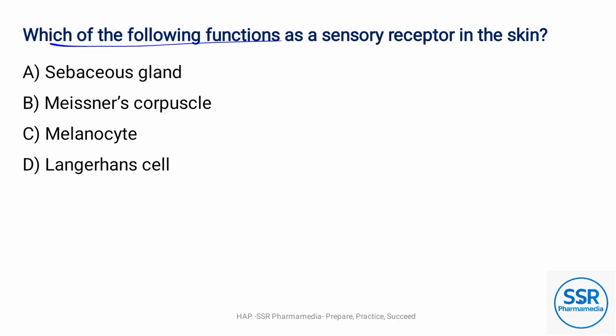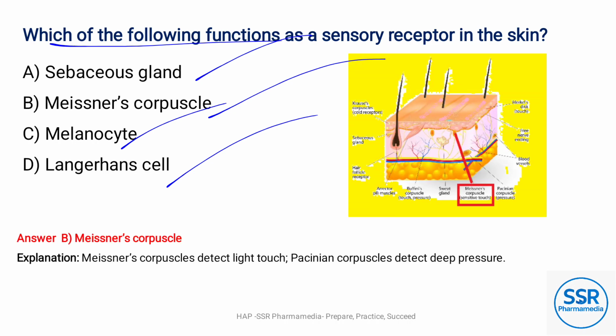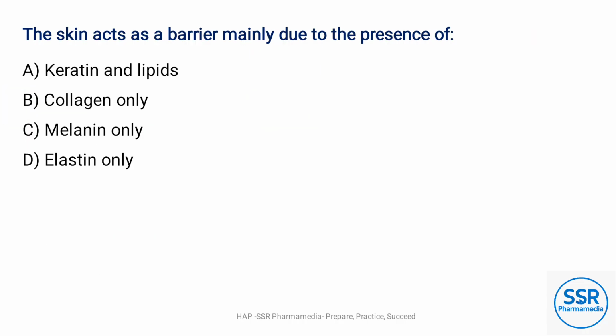Which of the following functions as a sensory receptor in the skin? Option A, sebaceous gland. Option B, Meissner corpuscle. Option C, melanocytes. Option D, Langerhans cells. So the answer is option B, Meissner corpuscles. Meissner corpuscles detect light touch and Pacinian corpuscles detect deep touch.